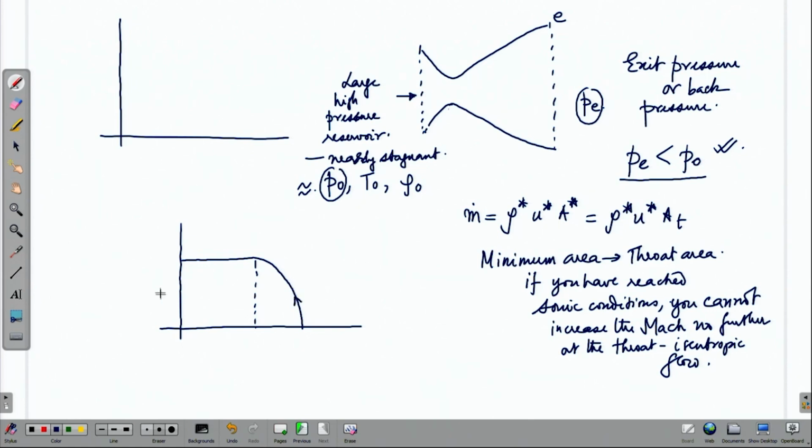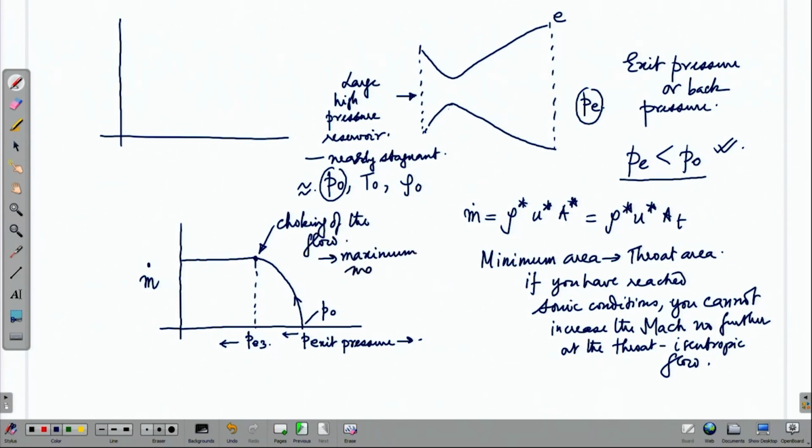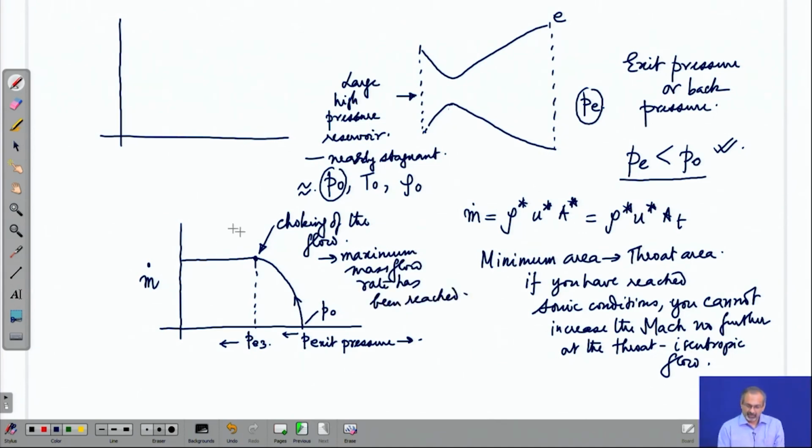So, what we were saying was that if you plot the m dot versus the change in exit pressure. So, when the exit pressure is plotted along the horizontal, there is 0 mass flow rate if the pressure is P naught, then you are reducing the pressure and bringing it to some other pressure over here. We will call it P E3 for now. At that, the maximum mass flow rate is reached, and if you keep reducing the pressure further, the mass flow rate will not change anymore. So, this is what is called choking of the flow. That means, maximum mass flow rate has been reached. So, beyond that, even if the back pressure is reduced, there will be no change of the mass flow rate.